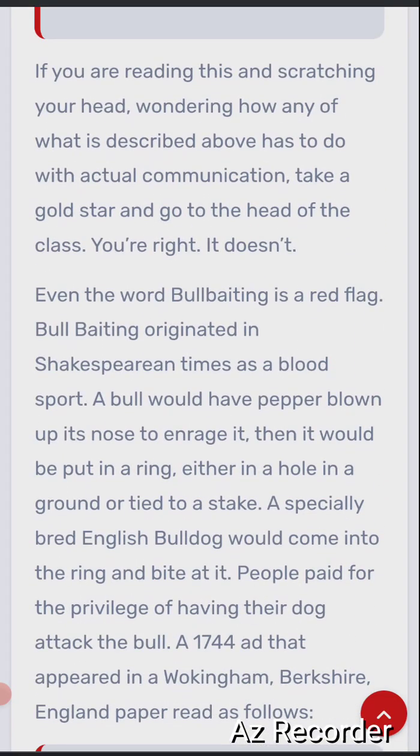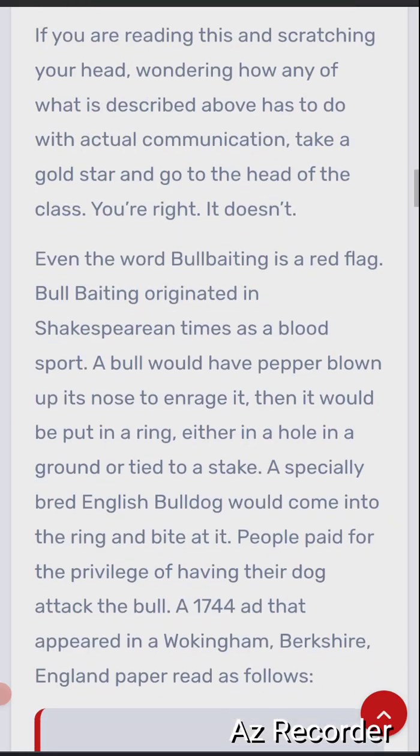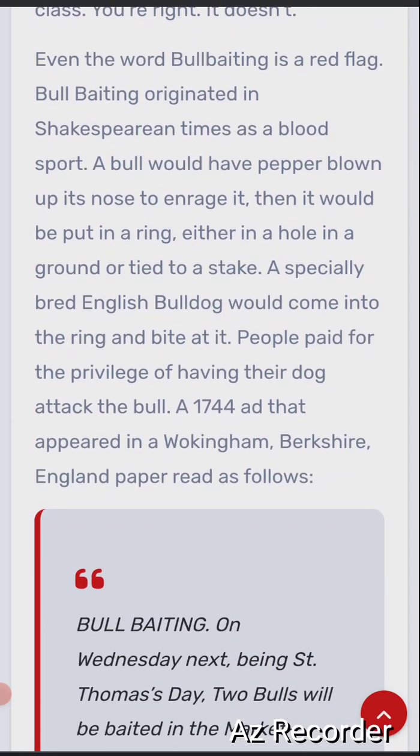If you are reading this and scratching your head, wondering how any of what is described above has to do with actual communication, take a gold star and go to the head of the class. You're right, it doesn't. It's to make people more subservient. That's what it's for. Even the word bullbaiting is a red flag.